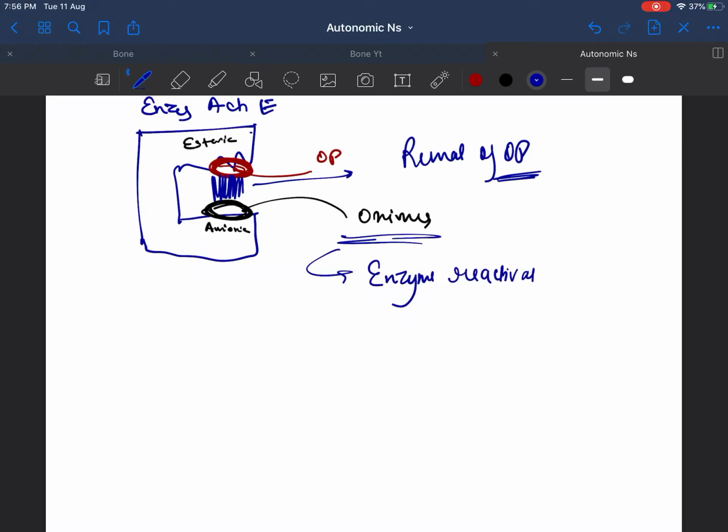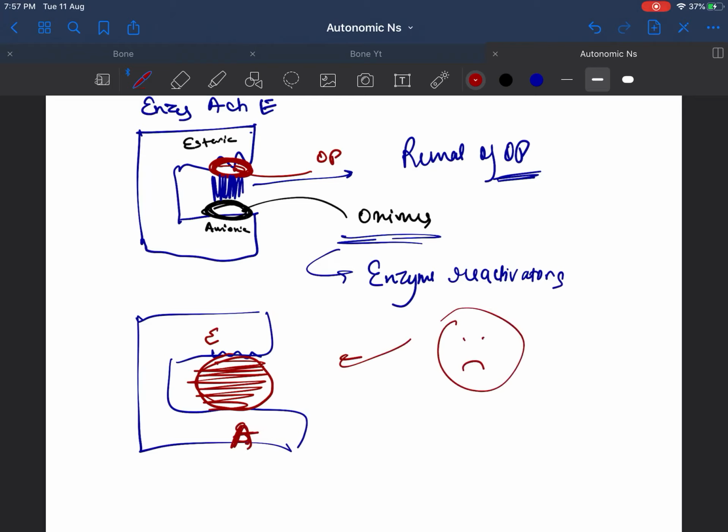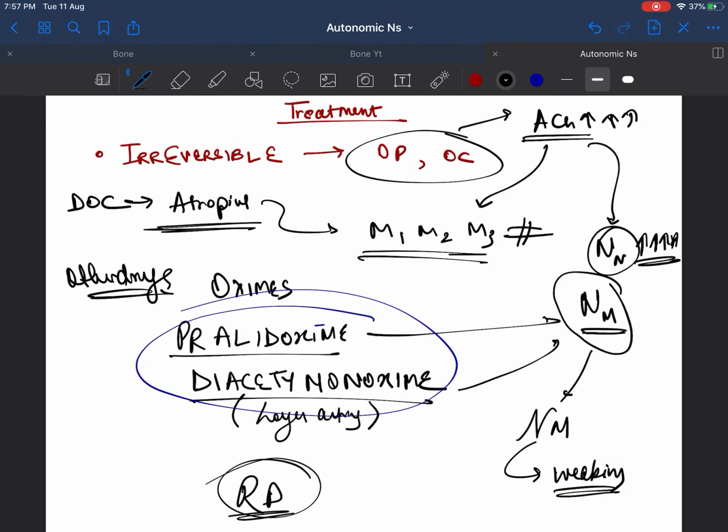But in cases of carbamates, I'll just draw another. In cases of carbamates, your carbamates come and attach. It's a very big molecule, so it will come and attach to both the esteric site and the anionic site, and therefore your oxime can't do anything. Therefore, the oximes are useful only in OP poisoning cases, not carbamate poisoning cases.